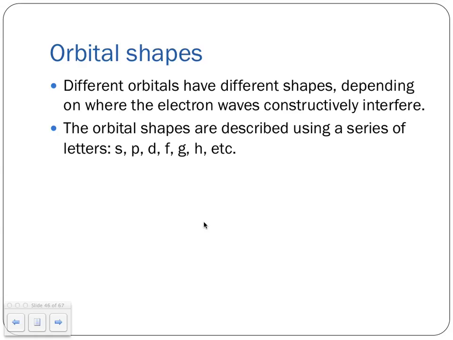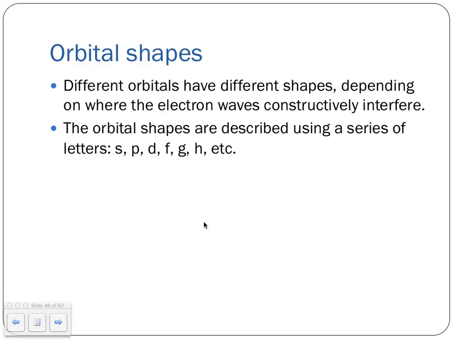Different orbitals, and remember, orbitals are these regions in which we're most likely to find an electron in an atom. Electrons are in different orbitals, which have different shapes that depend on where the electron waves constructively interfere or not. And so the orbital shapes, we have different ways to describe them.